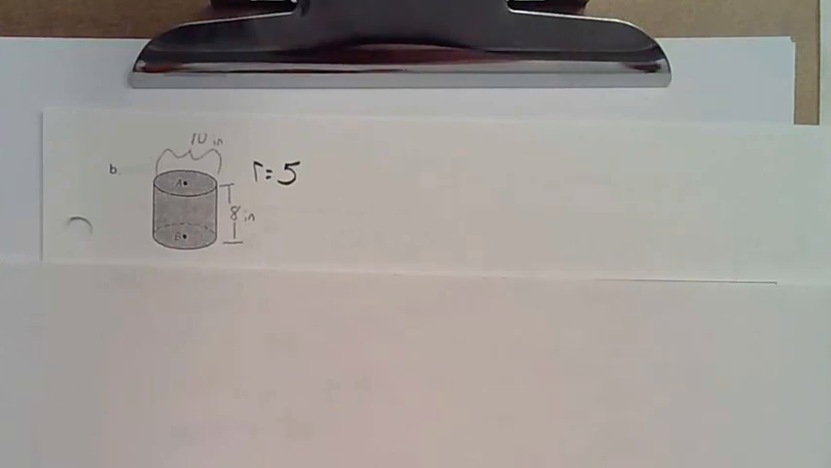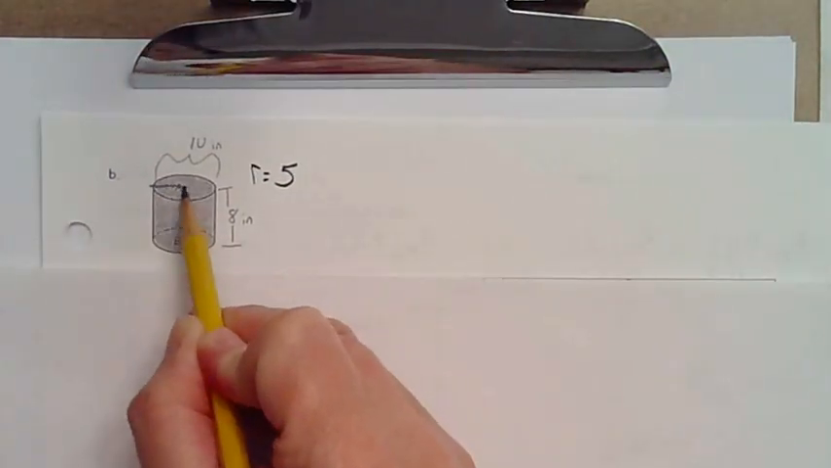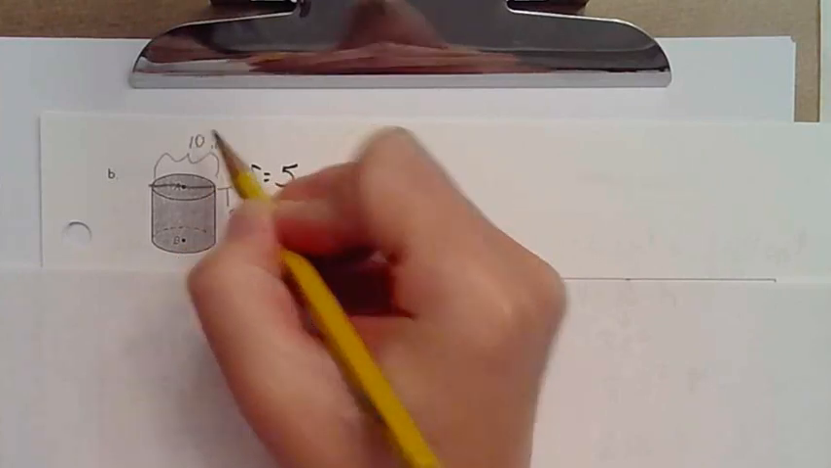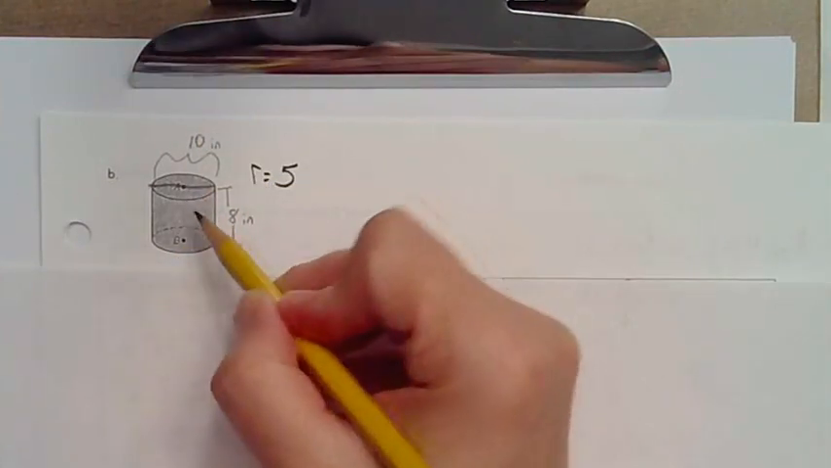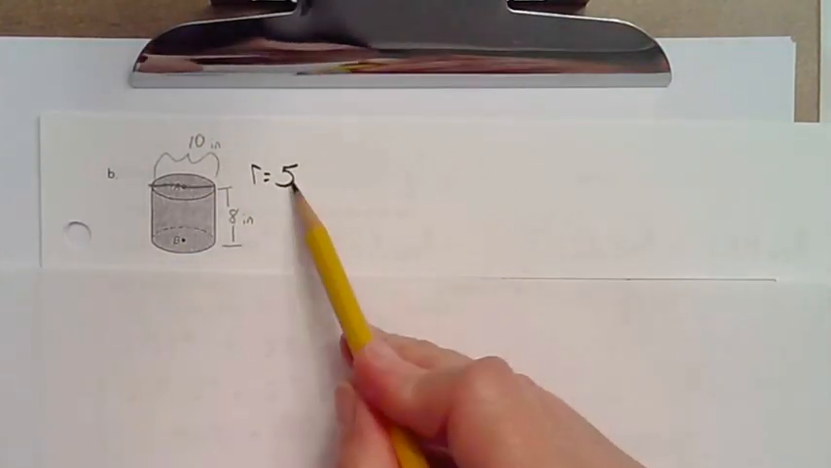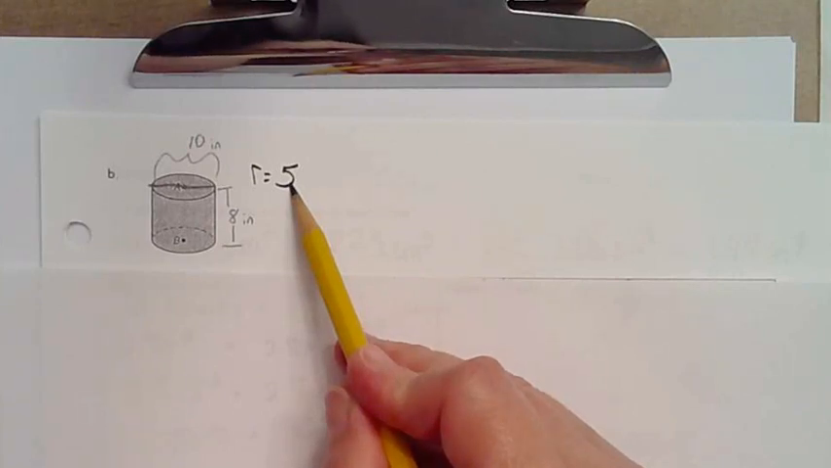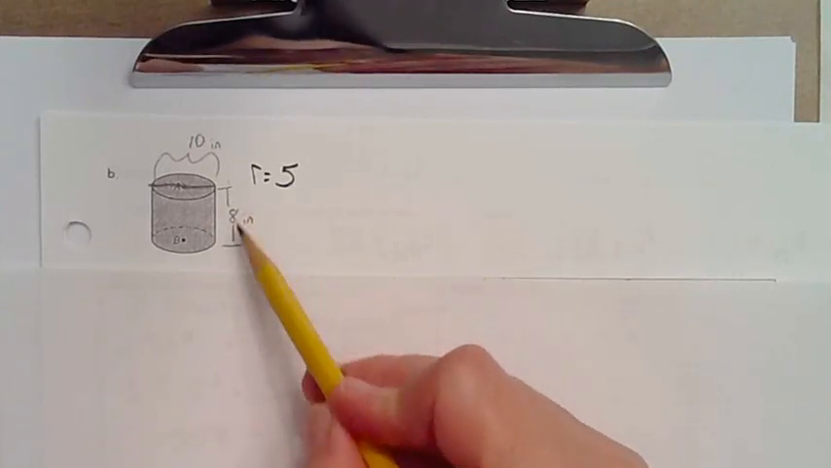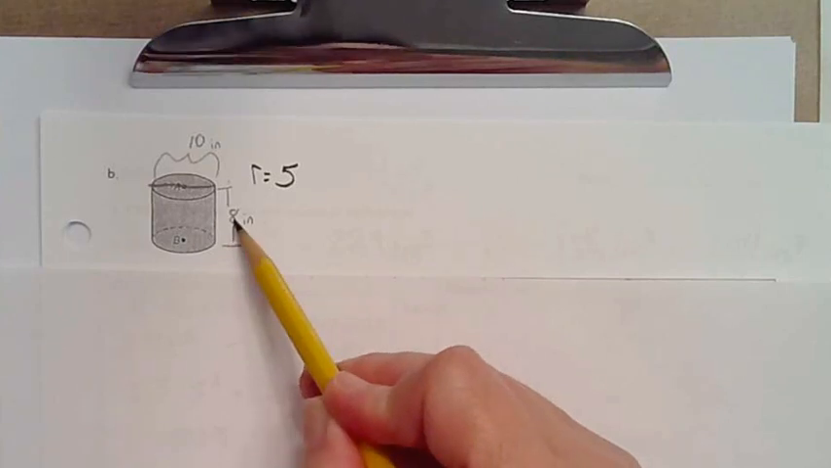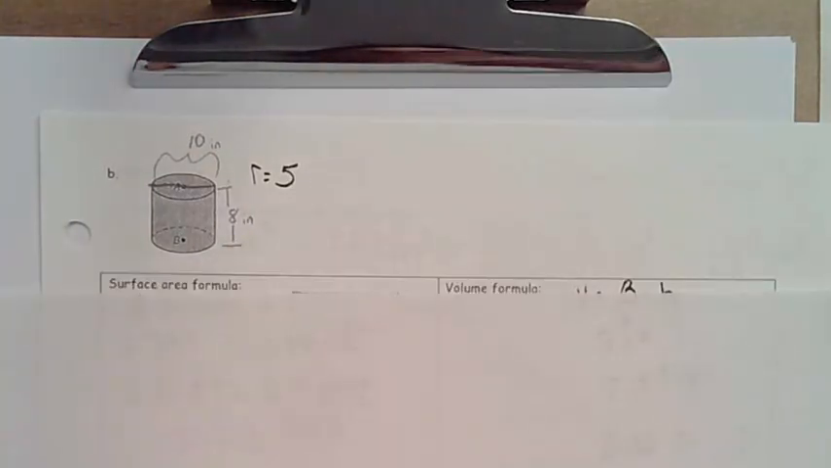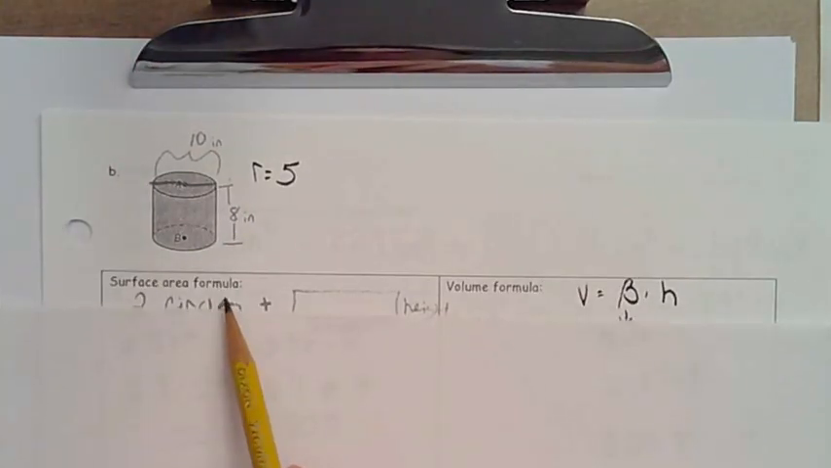Let's write them in. The diameter across the whole top is going to be 10. And since our diameter is 10, that makes your radius equal to 5. Let's consider that our height is 8. Okay, so now we need to talk about our surface area.